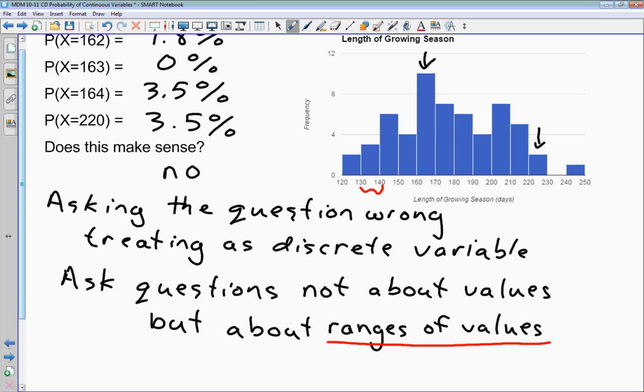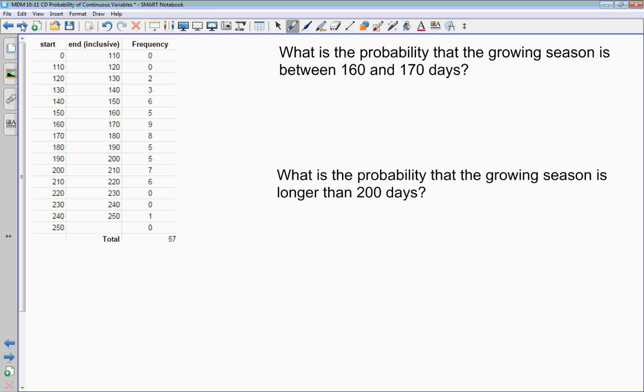So a better question to ask, and here I've given the frequency distribution, what is the probability that the growing season is between 160 and 170 days? So I'm asking about a range of values rather than a specific value that is inside that range.